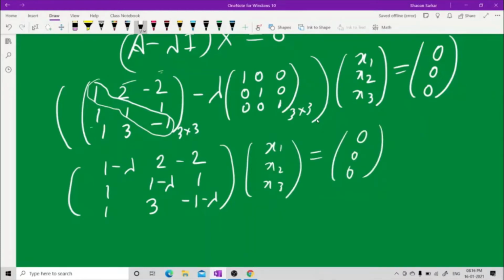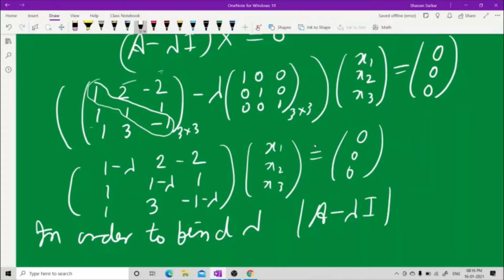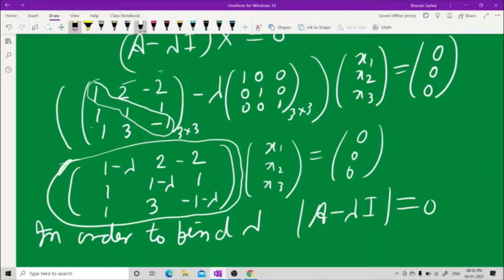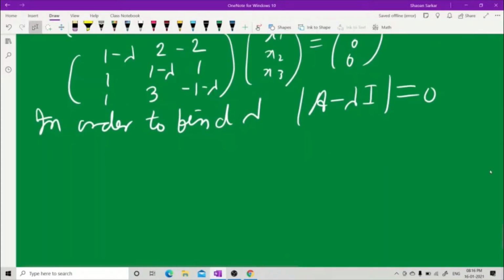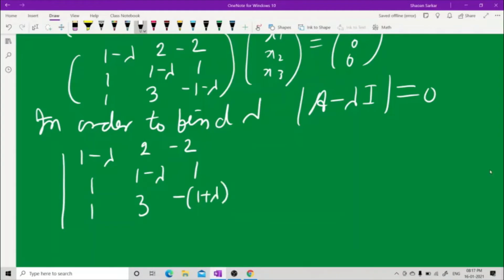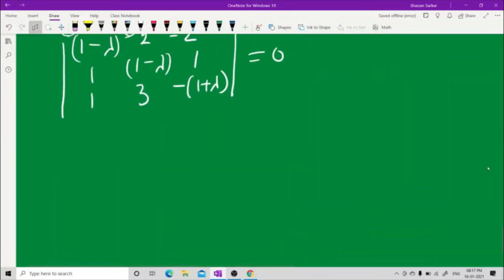Now, in order to find lambda, the determinant of A minus lambda I should be 0. That means the determinant of this whole thing should be 0. Now let's copy that as it is here in the determinant form. 1 minus lambda, 2, minus 2, 1, 1 minus lambda, 1, 1, 3, take the minus out, 1 plus lambda, and then put this determinant equal to 0. Now you know how to do it. Put a plus sign, a minus sign, and a plus sign on the top, and you expand it. So what you will get is, see, let me take some more area for this. Wait a minute.